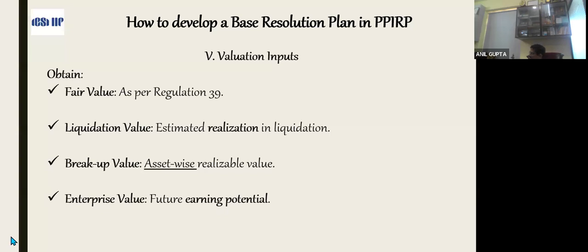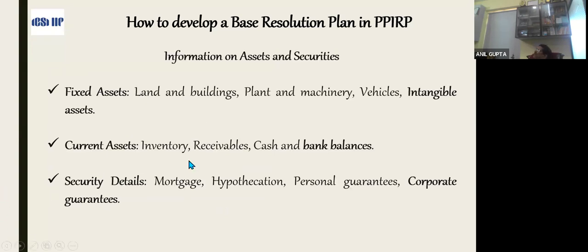Okay, thank you, sir. Now, coming next to information on assets and securities. How much fixed assets are there? Land and buildings, plant and machinery, vehicles, intangible assets. Because the base resolution plan is as good as a project finance.